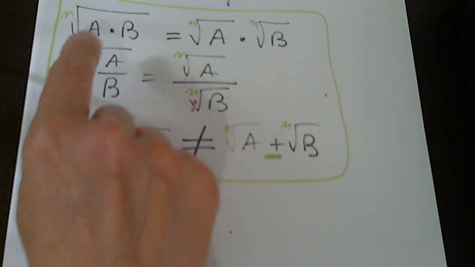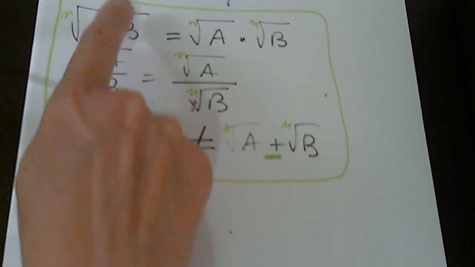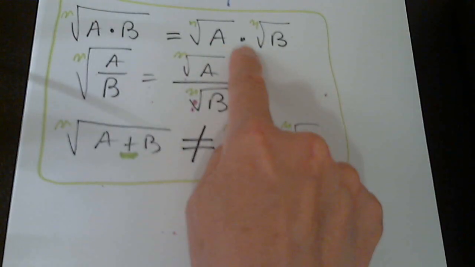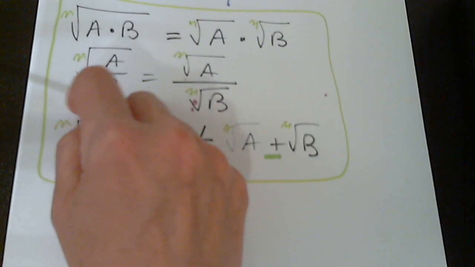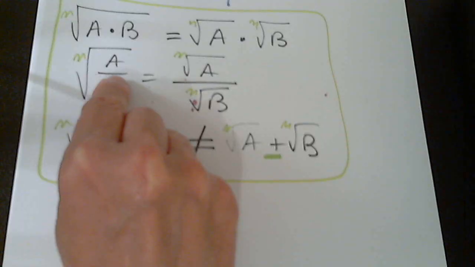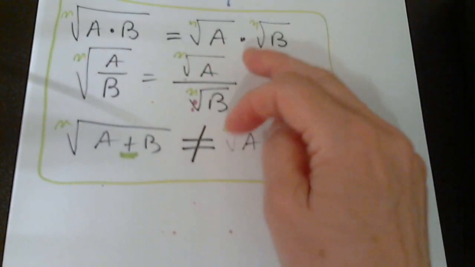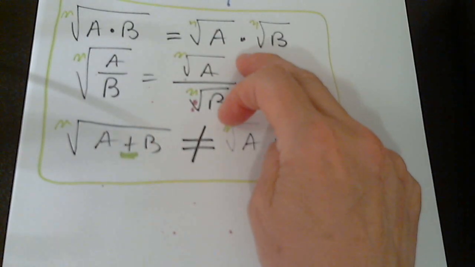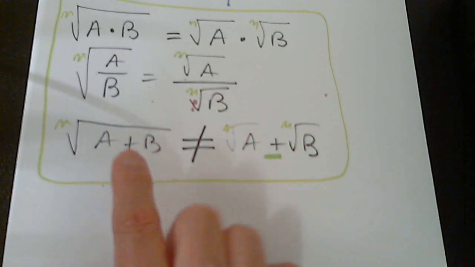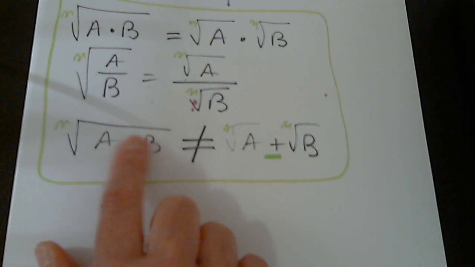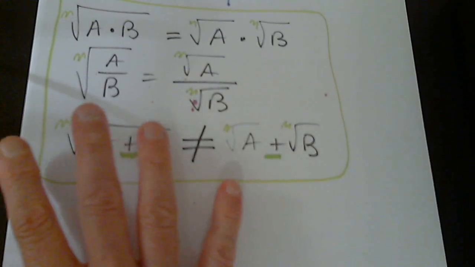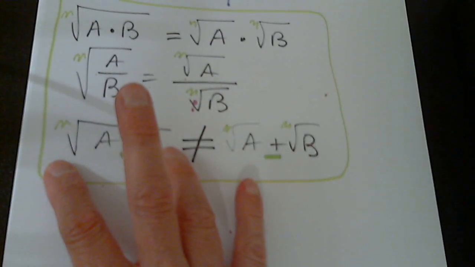So the radical of a product is the product of the radicals. The radical of a ratio is the ratio of the radicals. Don't touch anything if you have a sum or a difference as the radicand. You can do anything. It's carved in stone.